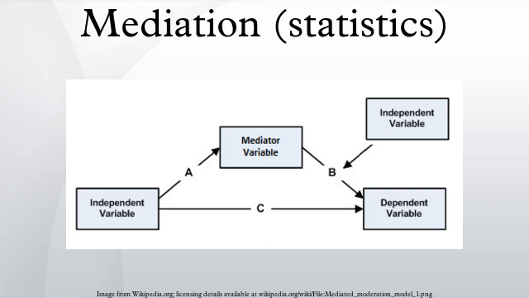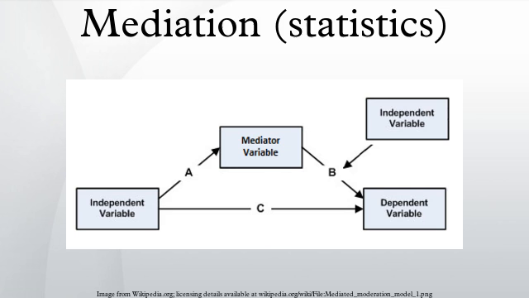Independent variable, dependent variable: β11 is significant. Step 2. Regress the mediator on the independent variable. In other words, confirm that the independent variable is a significant predictor of the mediator. If the mediator is not associated with the independent variable, then it couldn't possibly mediate anything. Independent variable, mediator: β21 is significant.